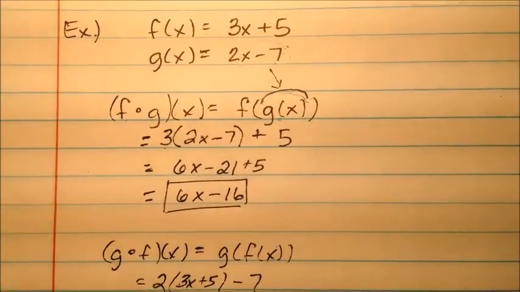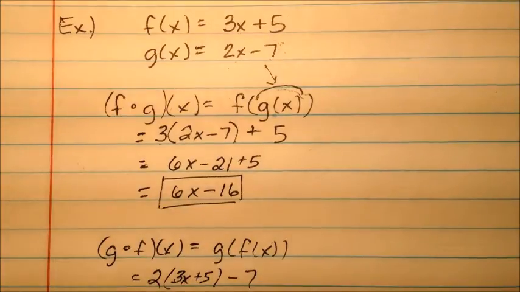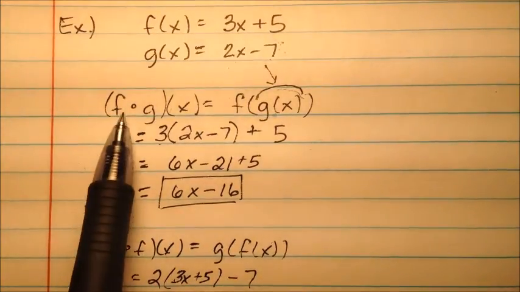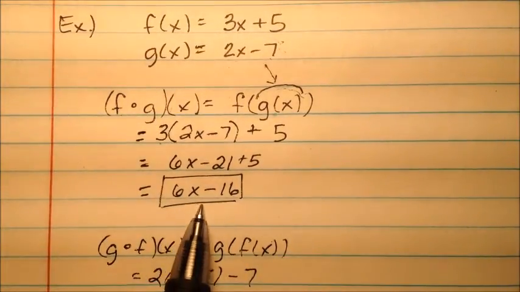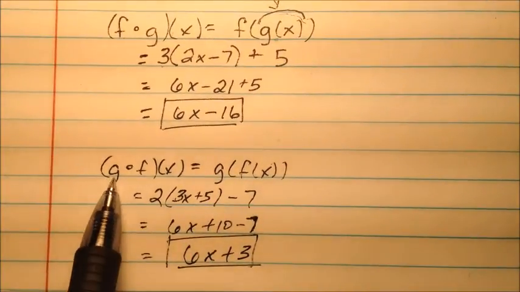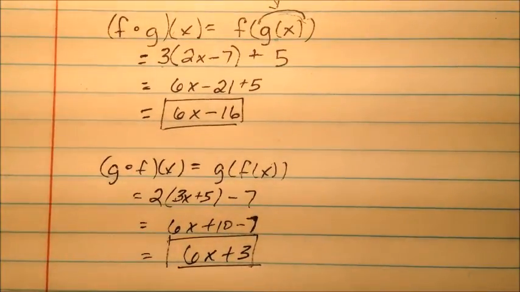So with these two functions, f and g, I found the composition of both of them. F circle g is going to be 6x minus 16, and g circle f is going to be 6x plus 3.